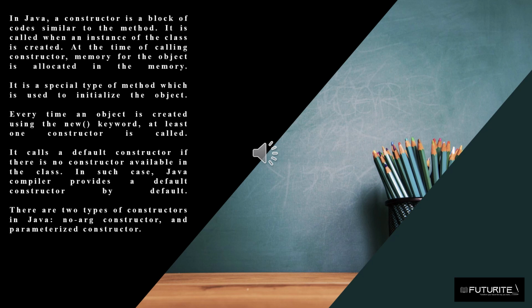So it is basically a special type of method which is used to initialize the object. Now what initialization of the object means, we will come to in the upcoming slides. Whenever you create an object of a class by using the new keyword, the default constructor is called. If you have not written or called any constructor explicitly, each and every time the Java compiler provides a default constructor.